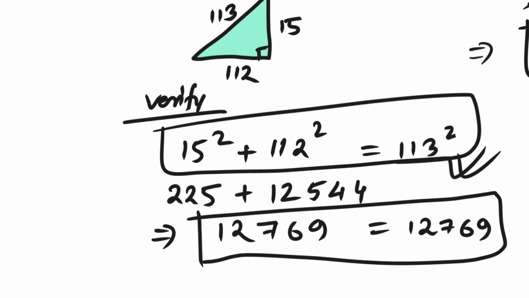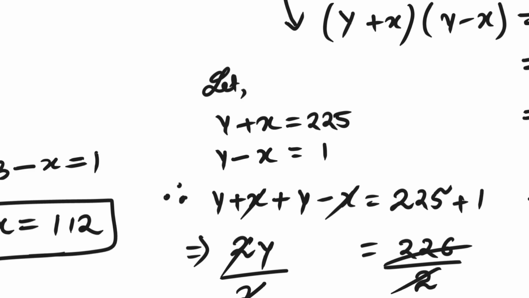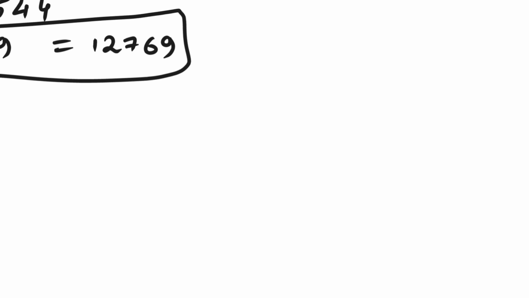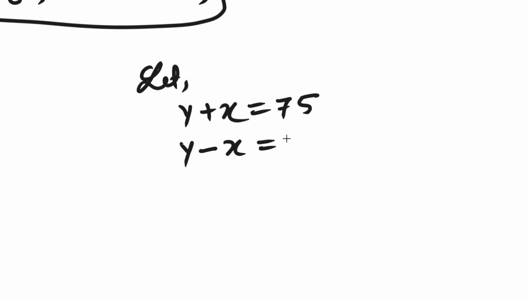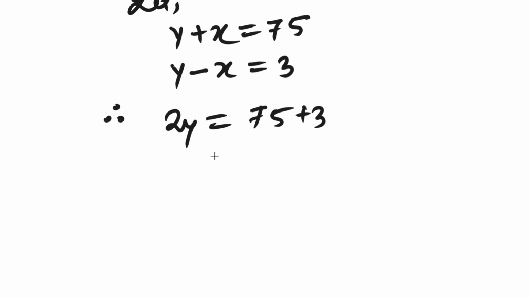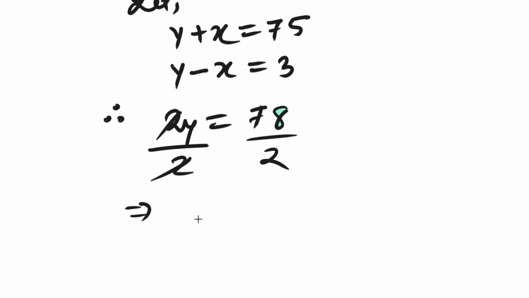Now let's move to the second factor pair, 75 and 3. We suppose that y plus x equals 75, while y minus x equals 3. Again, notice that the same structure appears. If we add these two equations, the x terms cancel. We get 2y equals 75 plus 3, which is 78. Divide both sides by 2, and we get y equals 39.